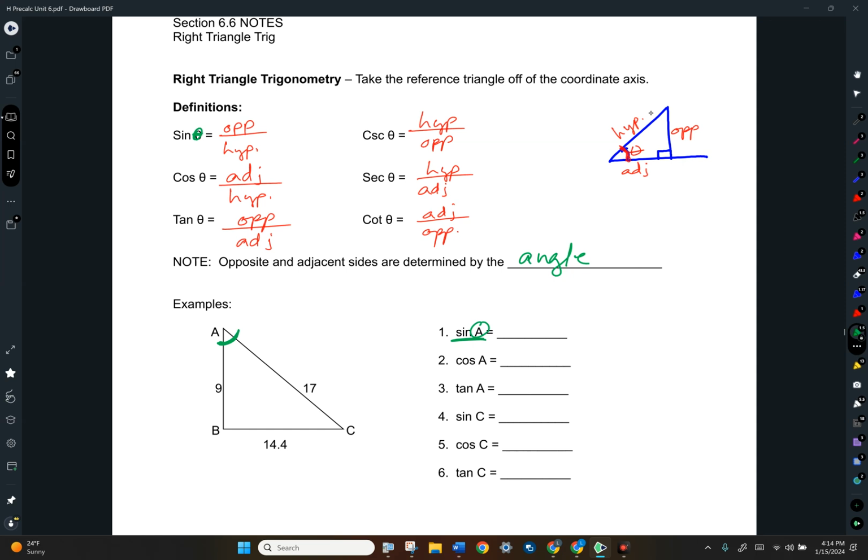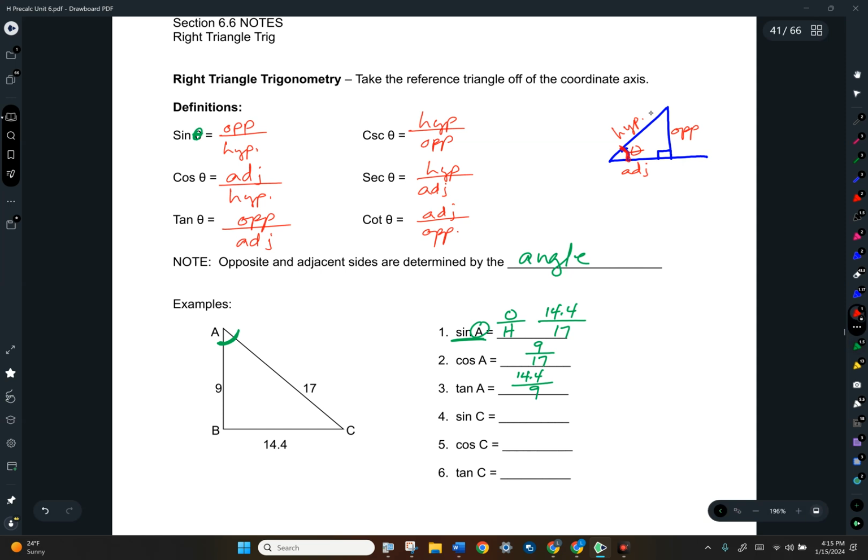And so if I'm referring to angle A, and I know sine is opposite over hypotenuse, the opposite of angle A is 14.4. And then the hypotenuse on this triangle is 17. If I want the cosine of angle A, well, the adjacent to angle A would be 9, and the hypotenuse we said was 17. And for tangent, again, if we're referring to angle A, the tangent opposite over adjacent would be 14.4 over 9.